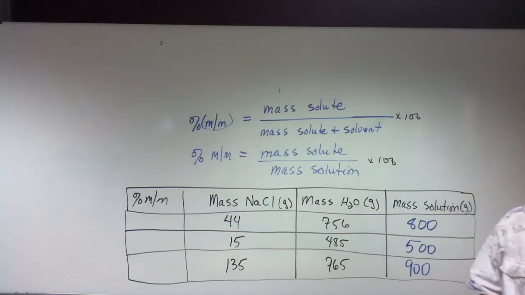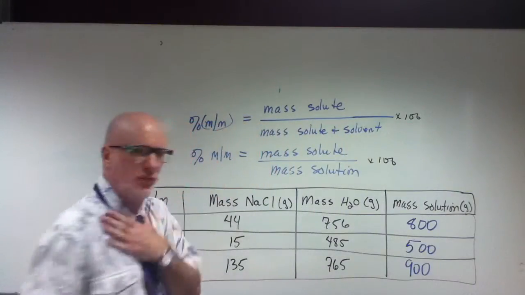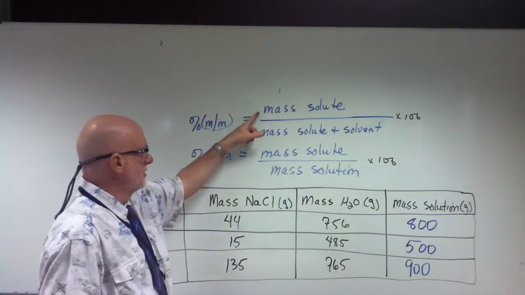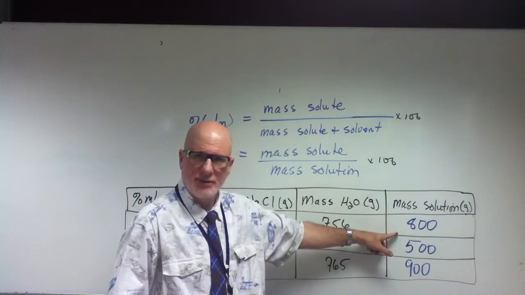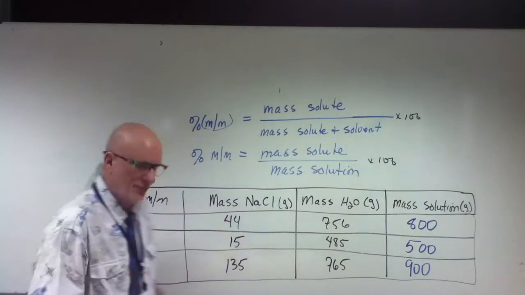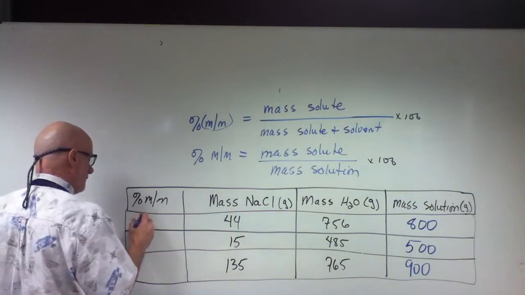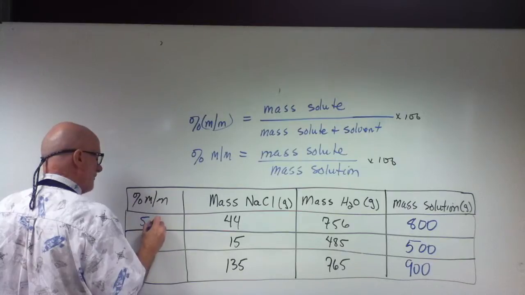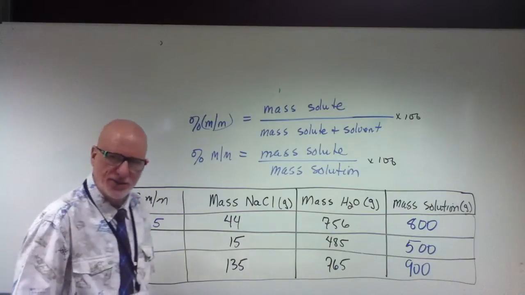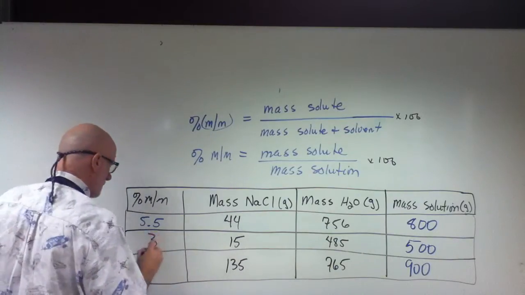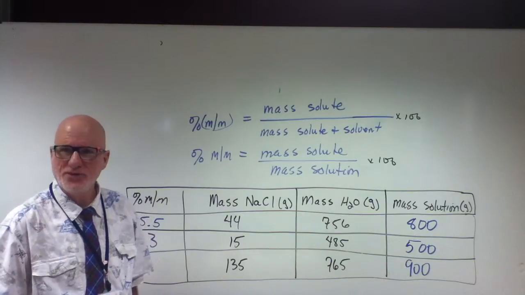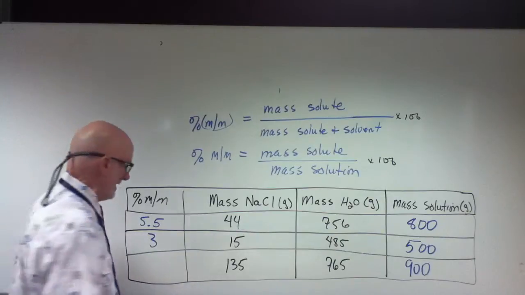All right, so it's going to be, you do it for me. Are you ready? Do this. Remember, it's going to be this divided by this times 100, right? So what is 44 divided by 800 times 100? 5.5. Yes. 15 divided by 500 times 100? 3. And 135 divided by 900 times 100? 15.